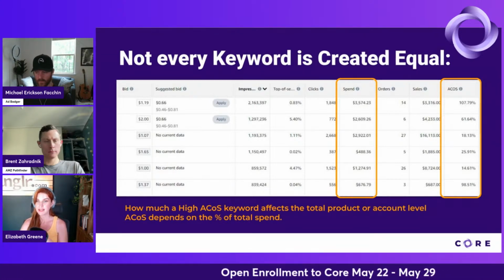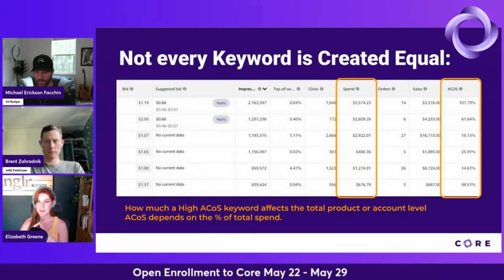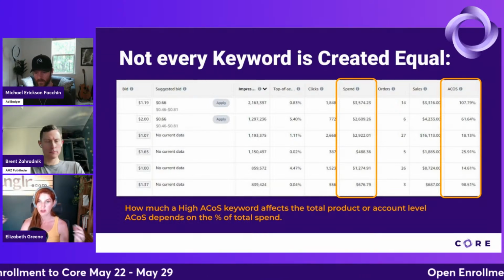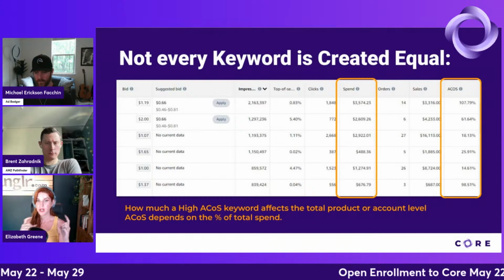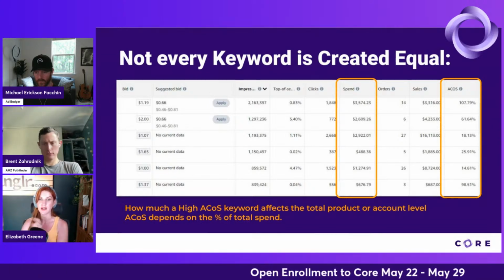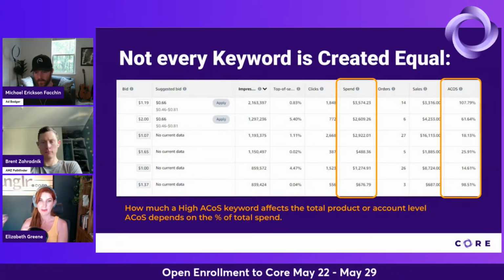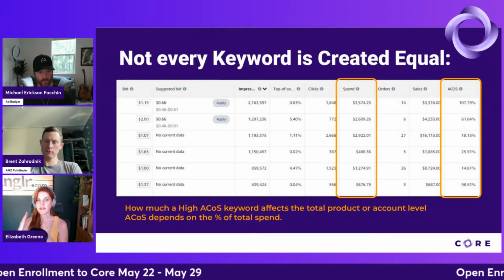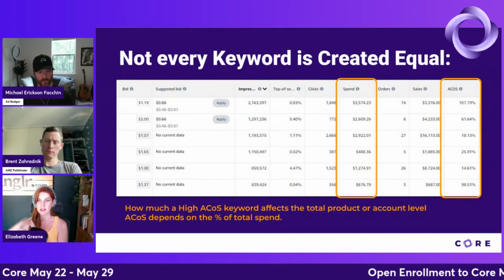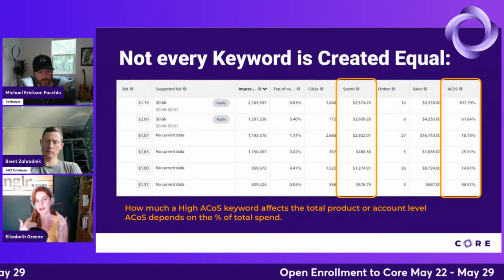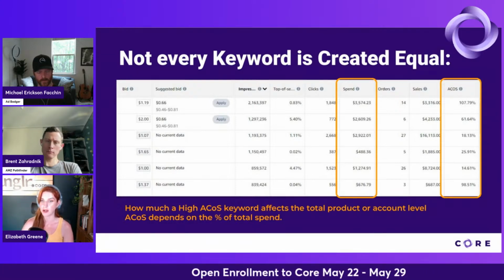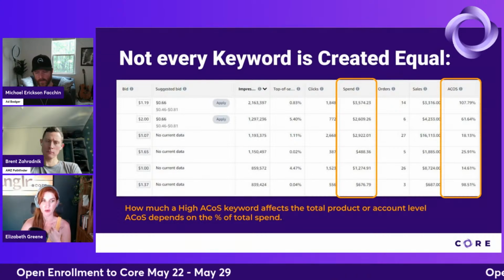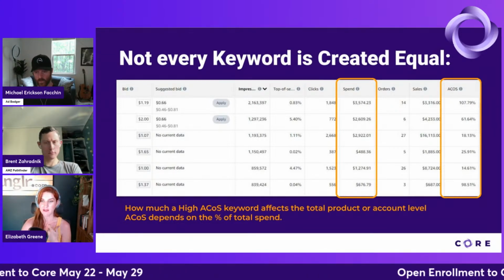So in this case, think of it as pieces of a pie. If you had one keyword that had 100% of your spend going to that one keyword, your account ACOS would equal that one keyword. If that one keyword now makes up only 10% or 5% of your total spend, then only 5 or 10% of your total spend is at that higher ACOS. So therefore, it's going to have less of an impact on your overall account. And that kind of plays into what I just talked about, the order volumes having an impact.